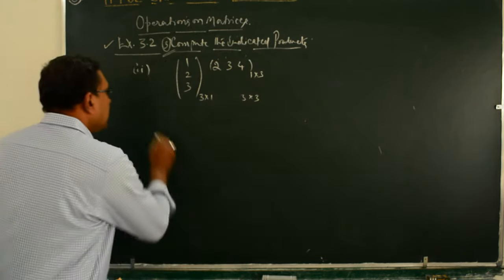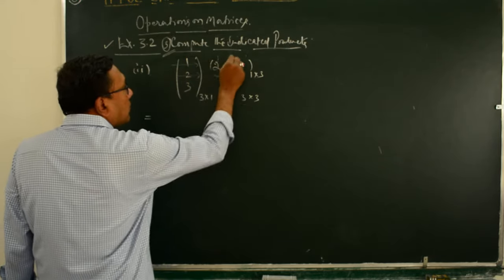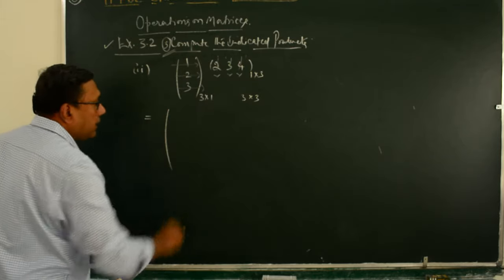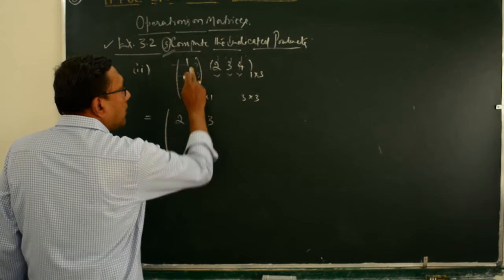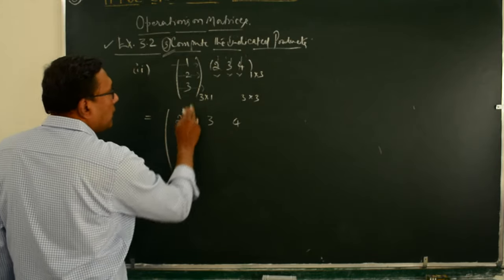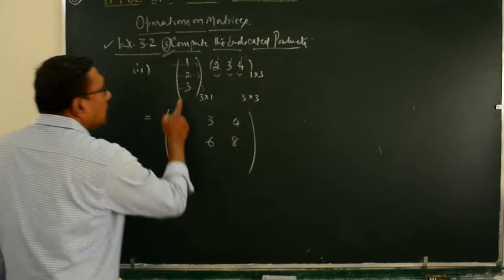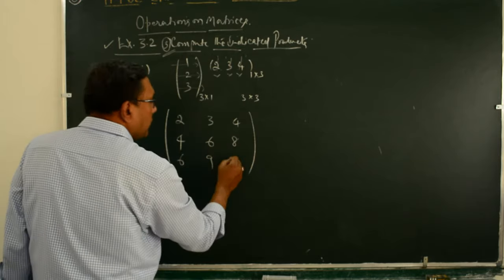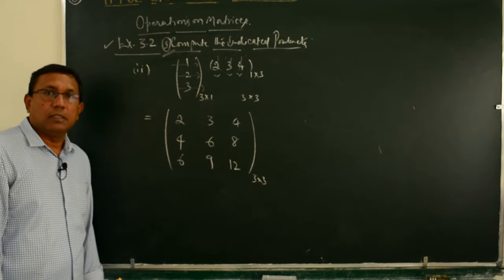Let's check the answer. Same, first row, first column, second row, second column, third row, third column. We'll see the entries. 1 into 2, 2; 1 into 3, 3; 1 into 4, 4. Second, 2 2s are 4, 2 3s are 6, 2 4s are 8, and 3 2s are 6, 3 3s are 9, and 3 4s are 12, which is a resultant matrix of order 3 by 3.